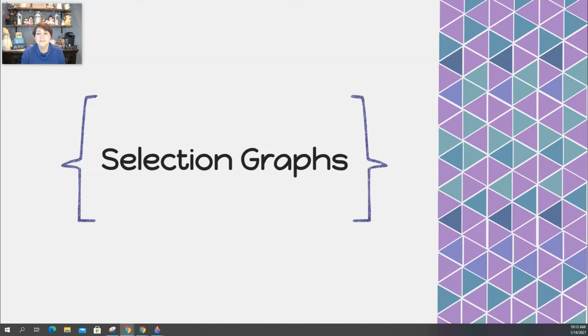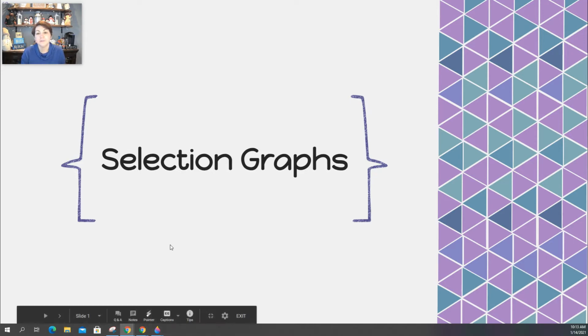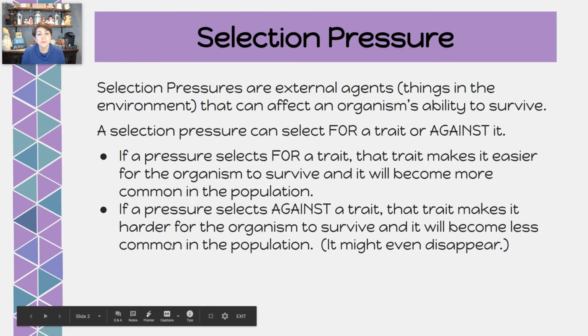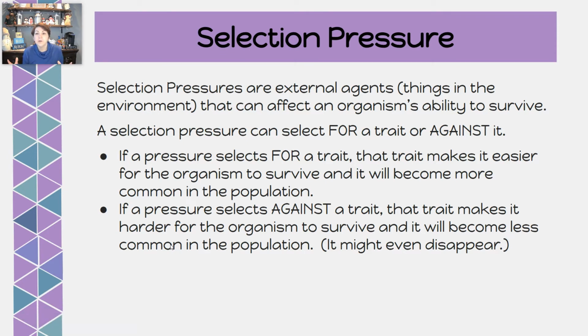Hi guys. Today we're going to be looking at selection graphs and selection pressures in natural selection. So a selection pressure is an external agent, think something in the environment, that can affect an organism's ability to survive. It is what changes in the environment that pushes that organism to change through natural selection.